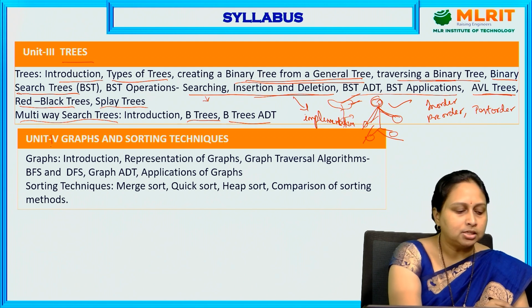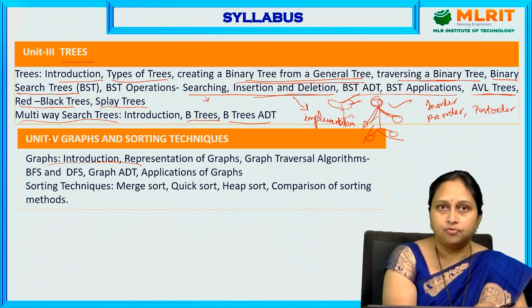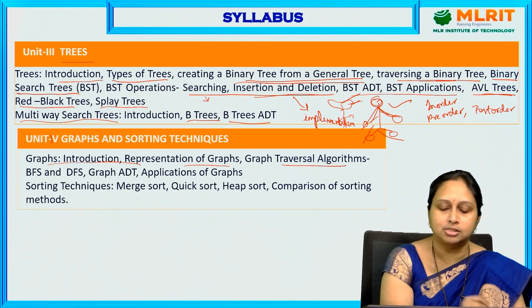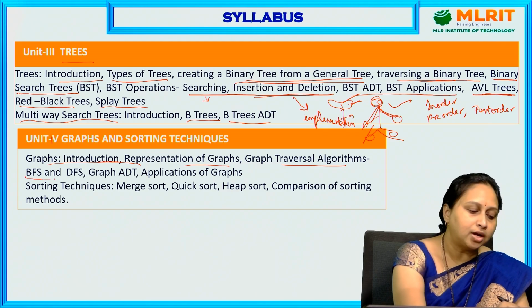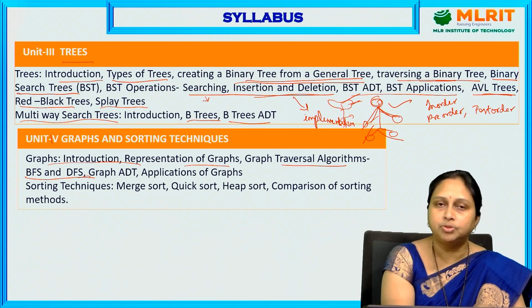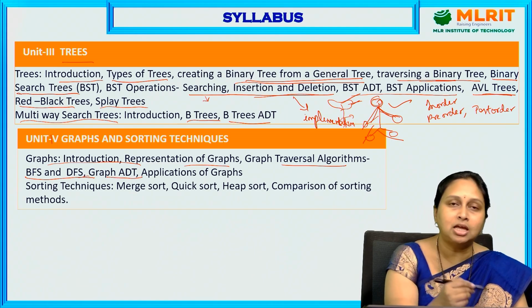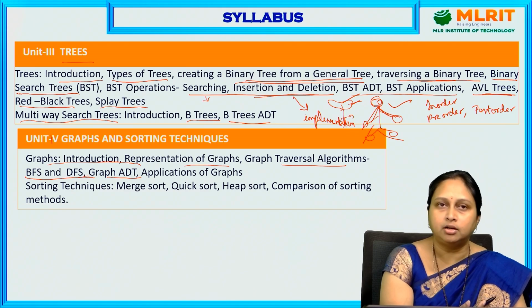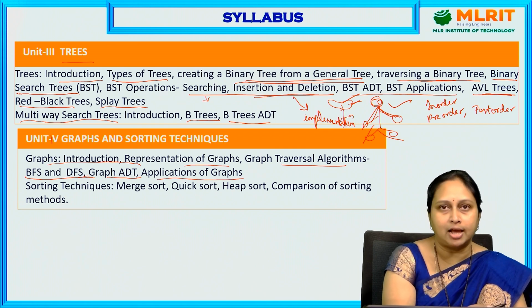Here we'll be discussing how we are going to represent a graph, what are the different terminologies we are going to use under graphs, and what are the different graph traversal techniques. Basically, we have two graph traversal techniques we are going to discuss, that is BFS, breadth first search, and the other one is DFS, depth first search. And we are going to see the implementation of graph ADT, that is, what are the different operations we are going to perform on BFS and DFS, and what are the applications of graphs also we are going to look into.